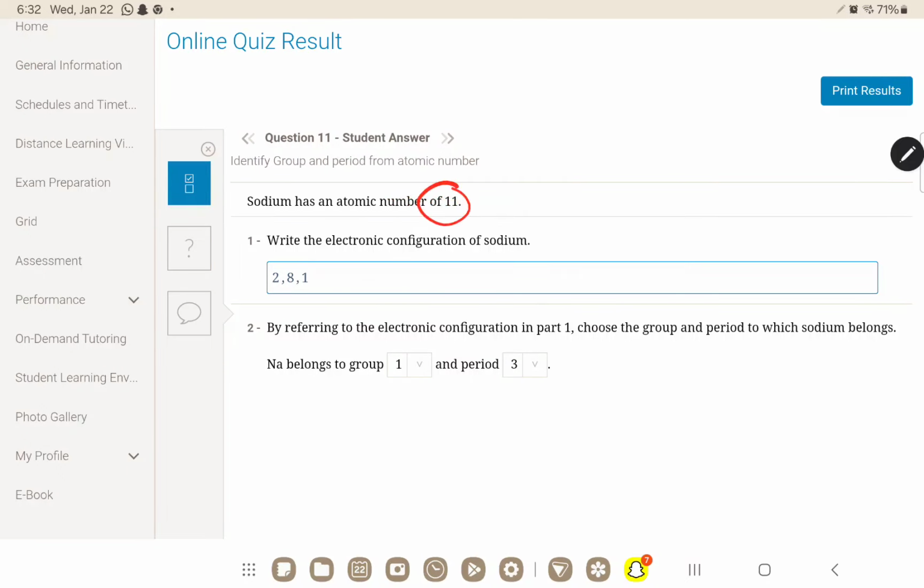Here, for sodium, they want you to write the actual electronic configuration, which is 2. Then 11 minus 2 gives you 9. So the second energy level can carry up to 8, and then you're going to have 1 left. So 9 minus 8 is 1. And the last number is always your group number and the number of valence electrons, and how many numbers you have is your period number, or your row number, they might ask. So group 1 is your last number, and the period number is how many numbers you have. So 2, 8, 1. So 1, 2, 3. That's it. Now let's move on.